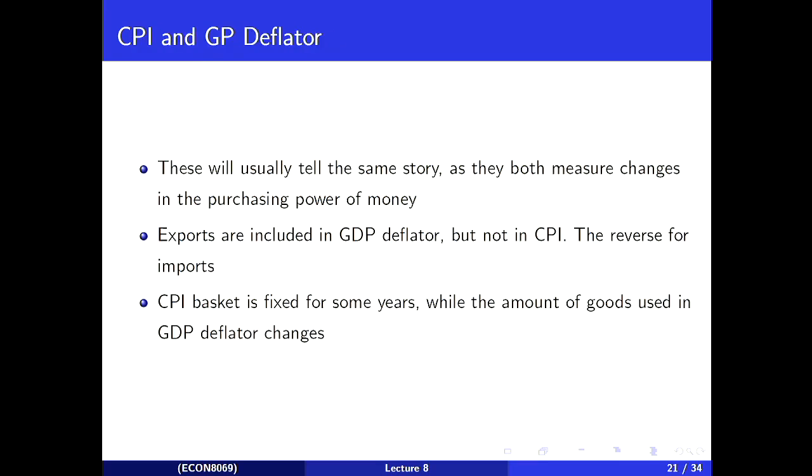Any questions? CPI, that's what I have. CPI and GDP deflator. I mean, I have more stuff, obviously, but any questions on CPI versus GDP deflator? Should be similar. They're trying to do the same thing. So.